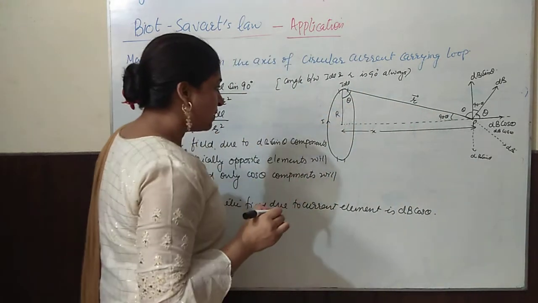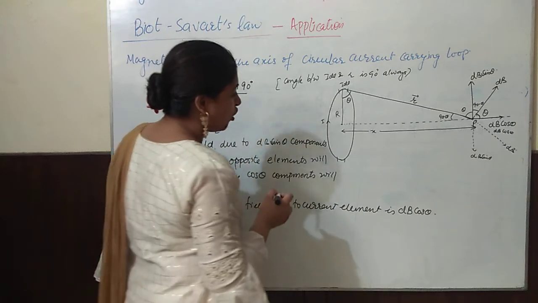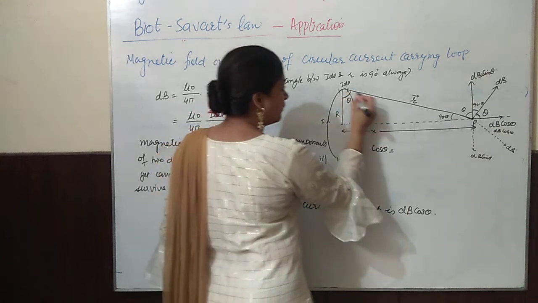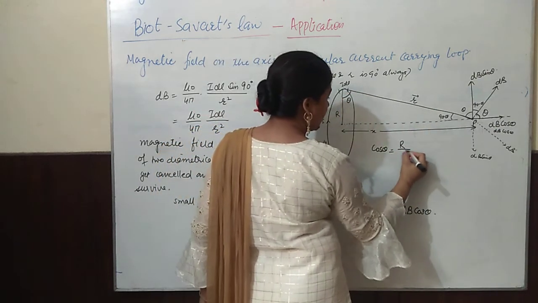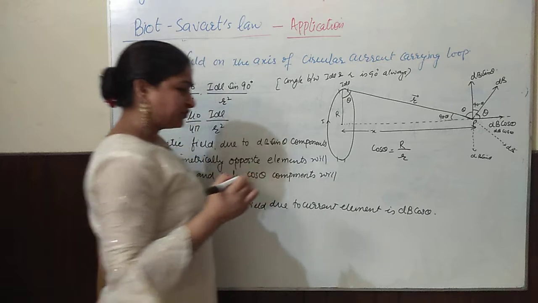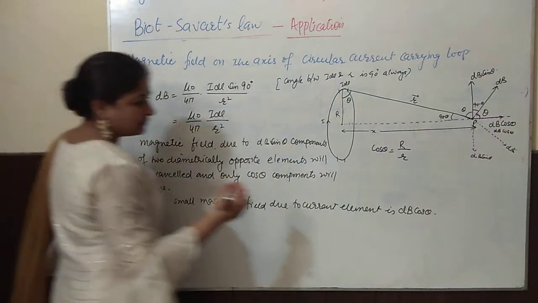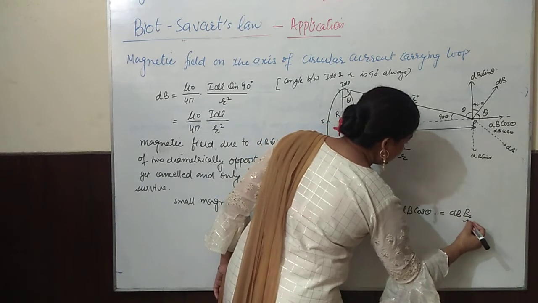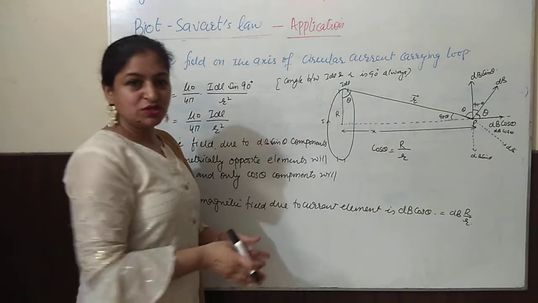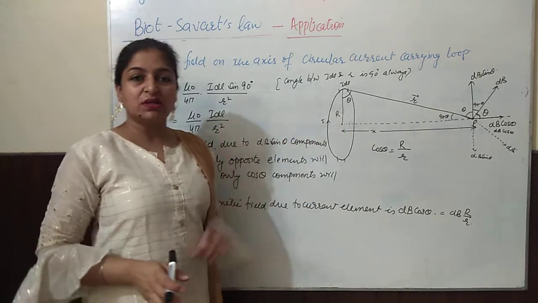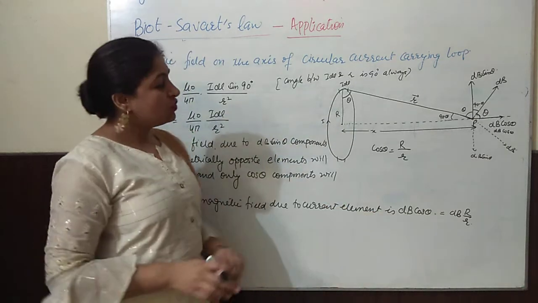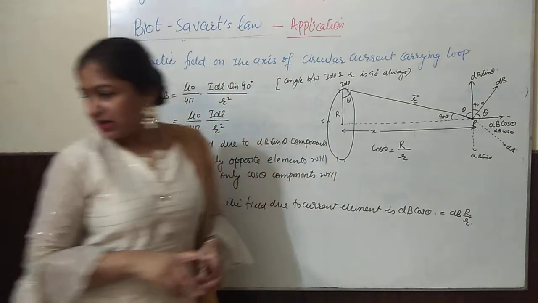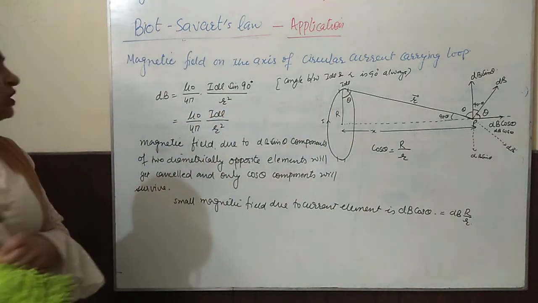So from this diagram we can write the value of cos theta. From here you can write cos theta is base over hypotenuse. Base is capital R, hypotenuse is small r. So the total magnetic field due to this is dB cos theta, or you can write it as dB times capital R over small r. So this component of the magnetic field due to one current element is there. Now let us find out the total magnetic field due to the whole length of the loop.